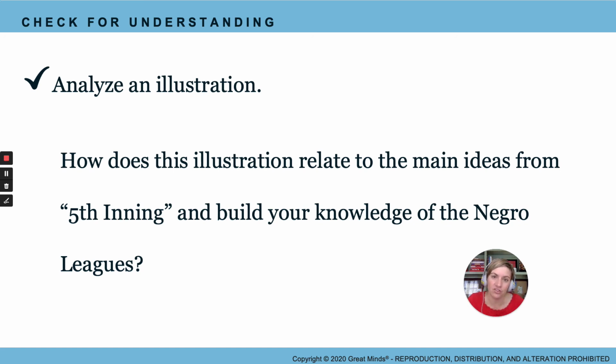Once you look at that illustration, you're then going to do a quick write. And you're going to think, how does this illustration relate to the main ideas from 5th inning, and build your knowledge of the Negro Leagues? It's the same thing we've been doing with the earlier illustrations. This time, you're going to do it on your own. So I am going to put on the screen now, page 48 and 49. If you have your text, you can turn to that page. I'm also going to put the text from page 47, which talks about Leroy Satchel Paige, so that you can compare the illustration to the text. Let's get ready to move into our check for understanding.